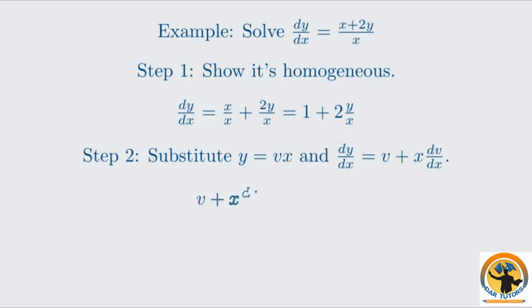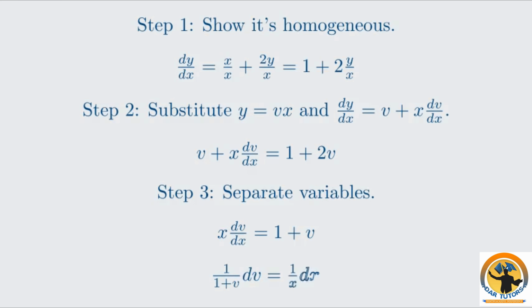Now we apply our substitution. We let y equal vx, which means dy/dx is v plus x times dv/dx. Next, we rearrange the equation to separate the variables v and x. Subtracting v from both sides gives x times dv/dx equals 1 plus v. Then we separate the variables to get 1 over 1 plus v times dv equals 1 over x times dx.